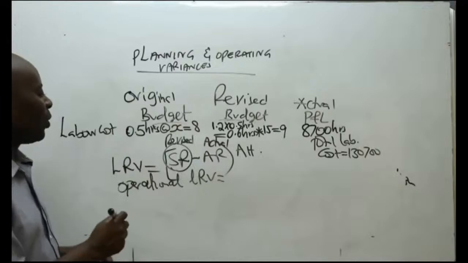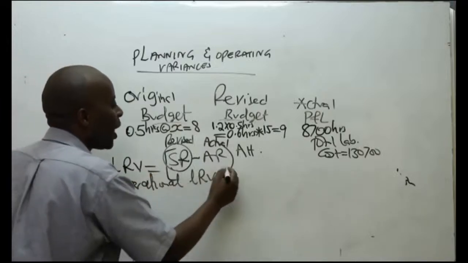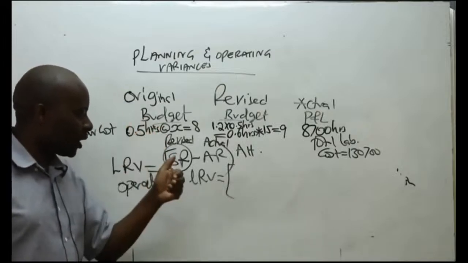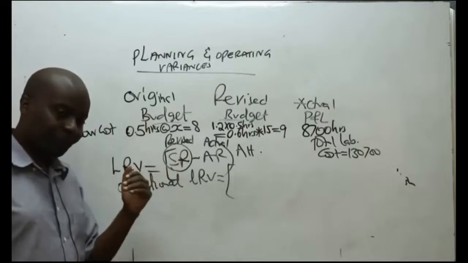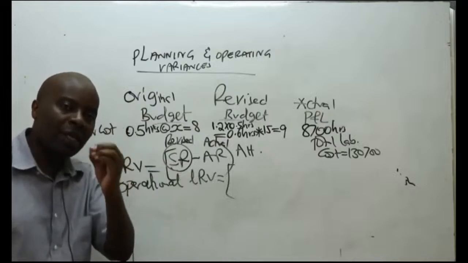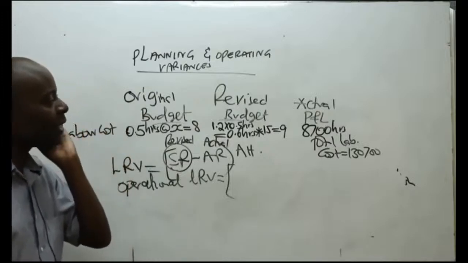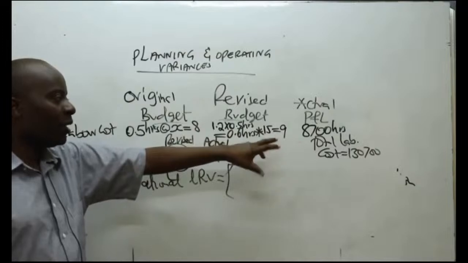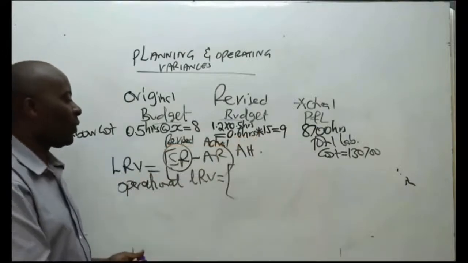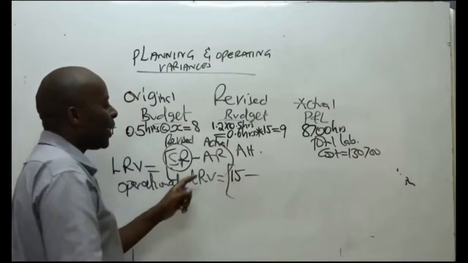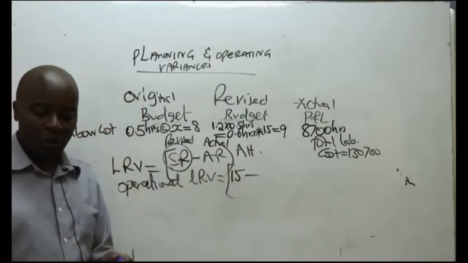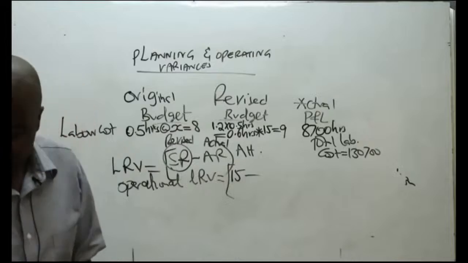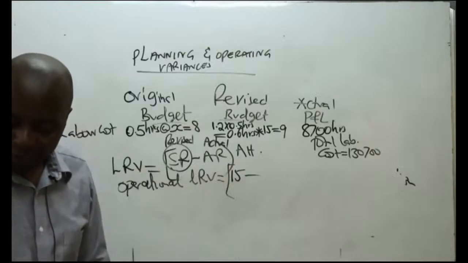So I will compute my operational labor rate variance as follows. Remember, in full, I would have written this as standard rate per hour; SR stands for standard rate per hour. The revised rate per hour is this 15, not 9, which is for a whole unit. So here I have 15 minus the actual rate. The actual rate can only be obtained from the actual information.